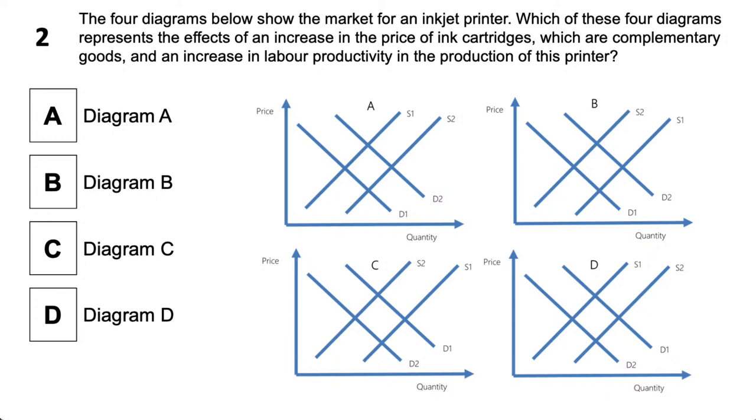Four diagrams below, A, B, C, D, show the market for an inkjet printer. Some of you may know what these are. Which of these four diagrams represents the effect of an increase in the price of ink cartridges, which are complements, and an increase in labor productivity in the production of this printer? So again, two changes. So all about identifying the supply and demand shifts here.